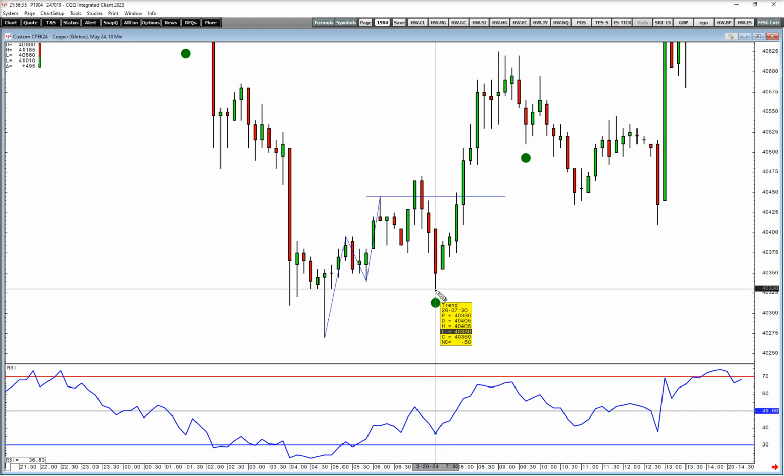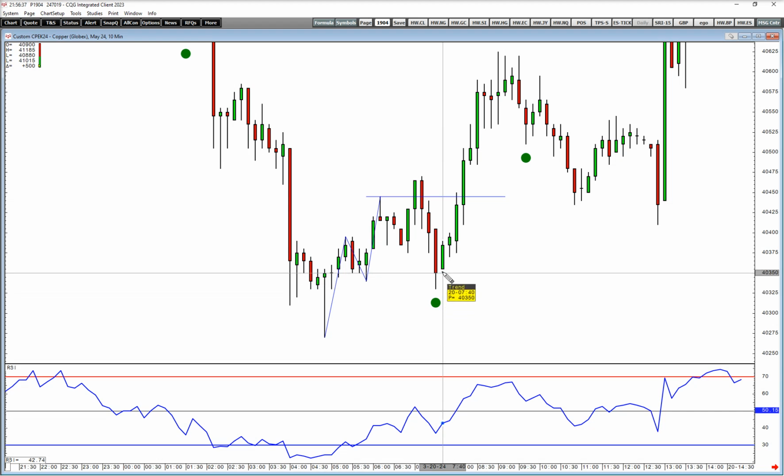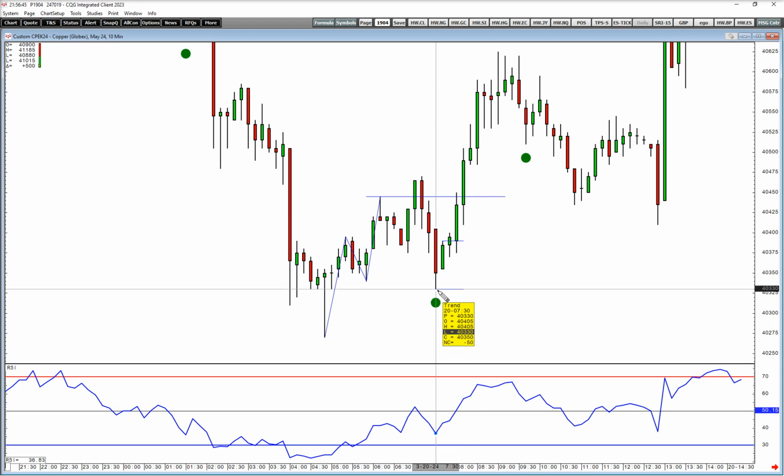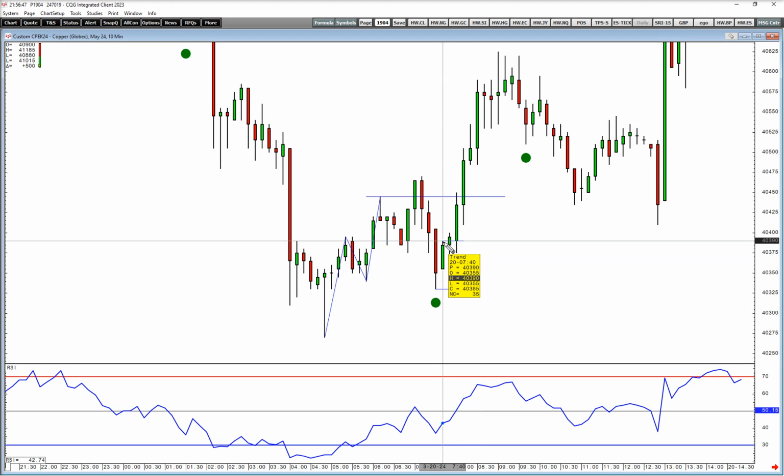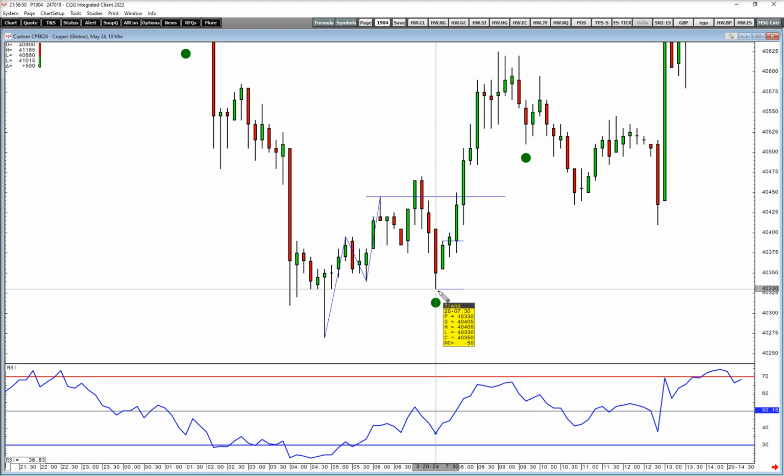And the way you enter on an anticlimax pattern is you wait for a green candle, and then you buy above that green candle. And the stop is below the low of the anticlimax pattern. So in this case, you would have bought above 403.90 with your stop just below 403.30.